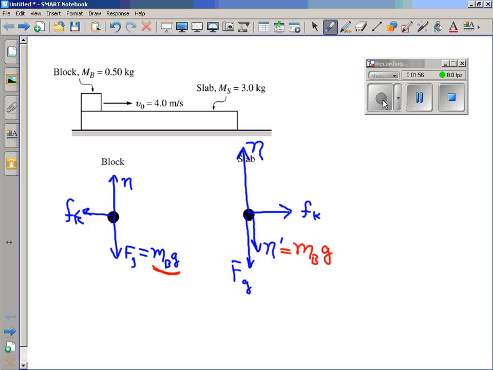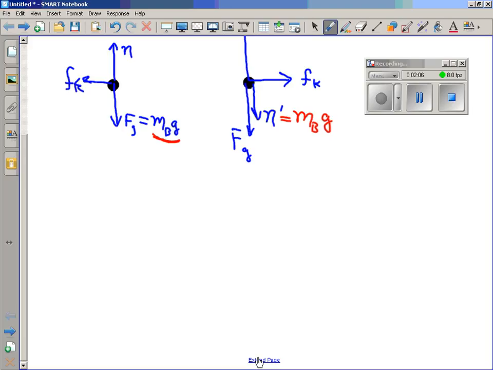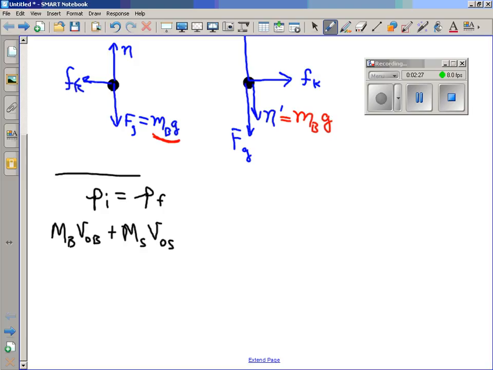For part B, calculate the velocity final. The way that I did this was to use conservation of momentum. And so that's the way I'm going to do it here. So for this, we have just momentum initial equals momentum final. And momentum initial, well, you have the mass of the block times the initial velocity of the block plus the mass of the slab times the initial velocity of the slab. And that all equals 0 because the slab initially is not moving.